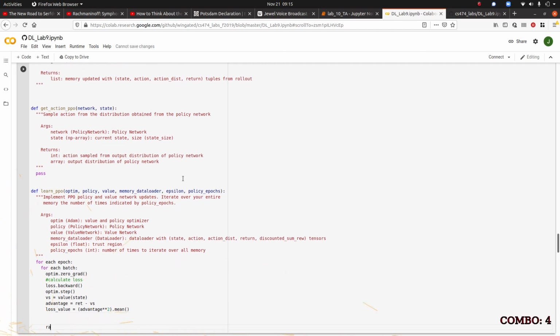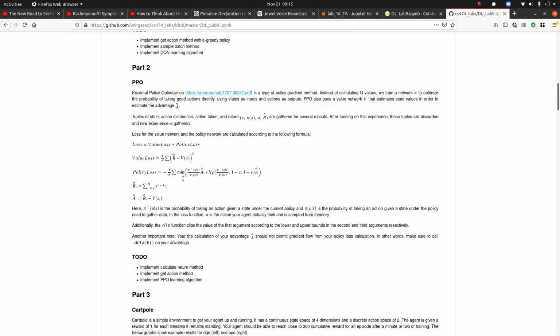So let's say ratio equals pi prime divided by pi. So what is this exactly? Well, what this is saying is that pi tells us the action, the score for the action that we want to give. We're going to interpret this as like a probability distribution. What's the probability we should take each action?